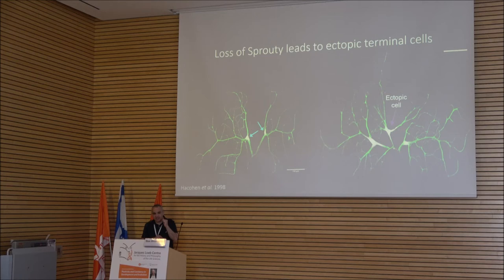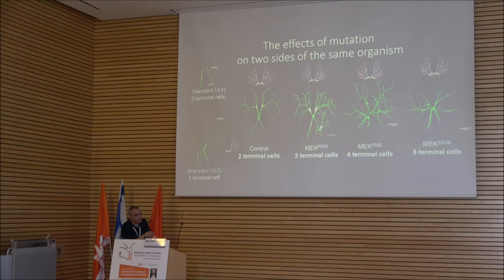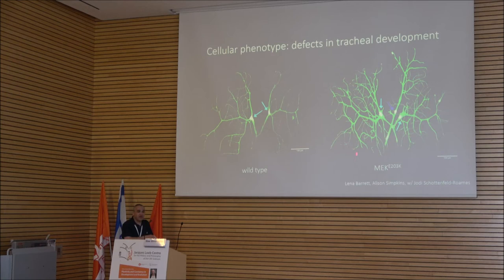So we decided that we're going to bring our mutation, analyze the effect of our mutations and what is happening. So this really worked. Don't look on the left-hand side, these are loss of function perturbations. In the wild type, with the exception of a few percent, we see just two terminal cells. In our mutants, here we see three terminal cells, here we see four terminal cells, and rarely we see five terminal cells.